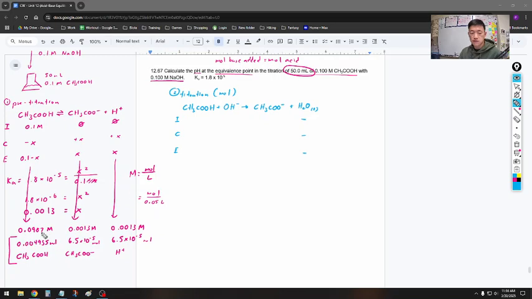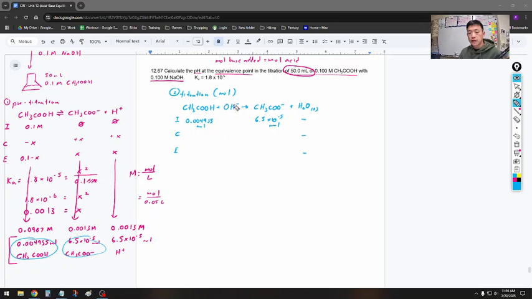So let's take our values that we got from the previous ICE table and see if you can pause the video and plug it into this ICE table. All right, so these are the values that we're pretty much transferring over. We have the moles of our weak acid right here, and you have the moles of our anion.